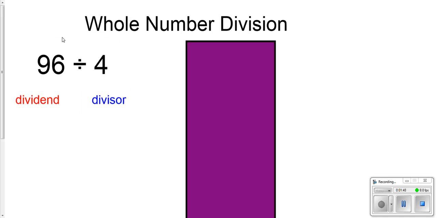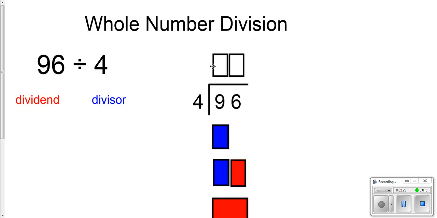Okay, now we're going to look at one that's a little bit bigger. We don't want to make 96 dots and then split them into 4 different groups, so we're going to do a little bit longer approach here. Now 96 is called your dividend. That's the total number. 4 is called your divisor. That's how many groups you're splitting it into. And then the quotient is your answer. That's how many would be in each group.